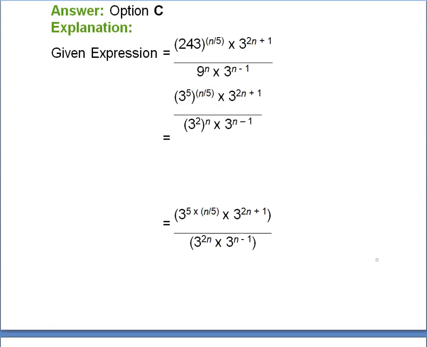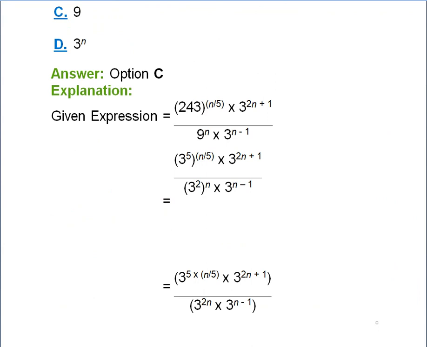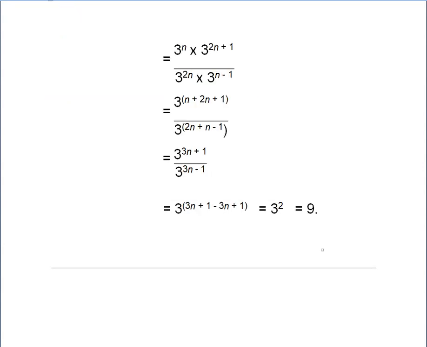Now you can write it as 3 raised to the power 5 into n by 5 into 3 raised to the power 2n plus 1. You'll multiply the powers here also, so 3 raised to the power 2n into 3 raised to the power n minus 1. Now we have 3 raised to the power n into 3 raised to the power 2n plus 1, and in the denominator we have 3 raised to the power 2n into 3 raised to the power n minus 1.